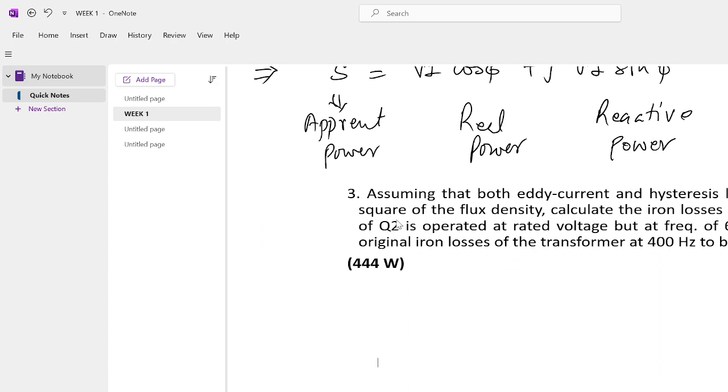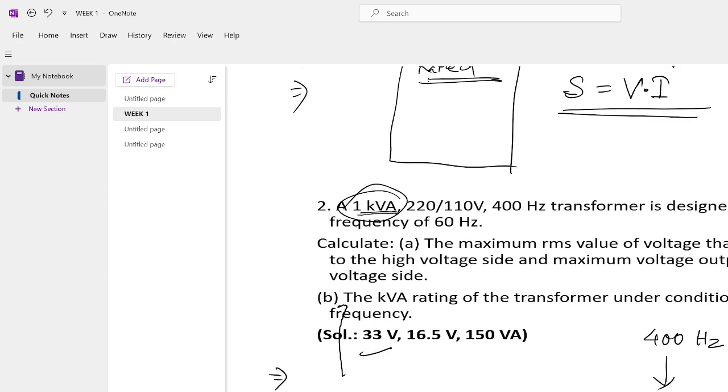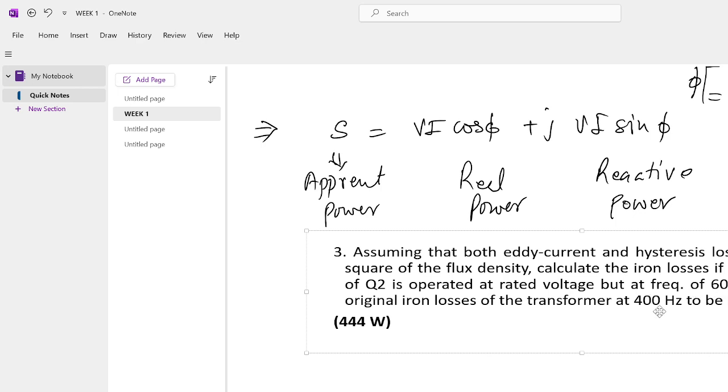Are you able to see this? The question is: at 400 hertz you had iron losses of 10 watt. Now your operating frequency is 60 hertz. What will be the iron losses under this condition? Earlier, when we were operating at 400 hertz, we had iron loss of 10 watt. Now we are operating at 60 hertz. What will be the loss?